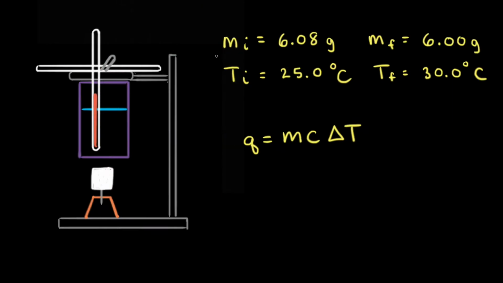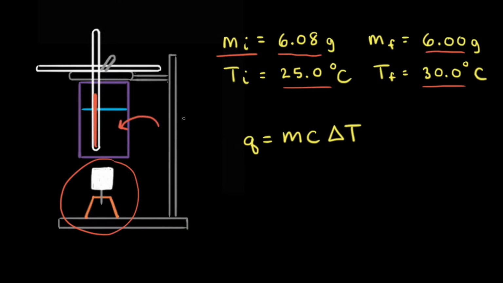Let's say the initial mass of our marshmallow, pin, and cork was 6.08 grams, and the final mass was 6.00 grams. The initial temperature of the water in the soda can was 25.0 degrees Celsius, and the final temperature was 30.0 degrees Celsius. Also, let's say that we started with 50.0 grams of water in the soda can.